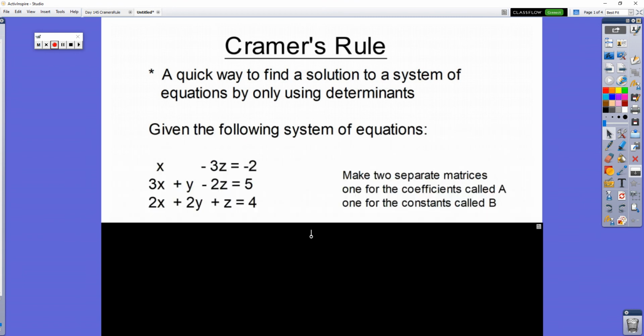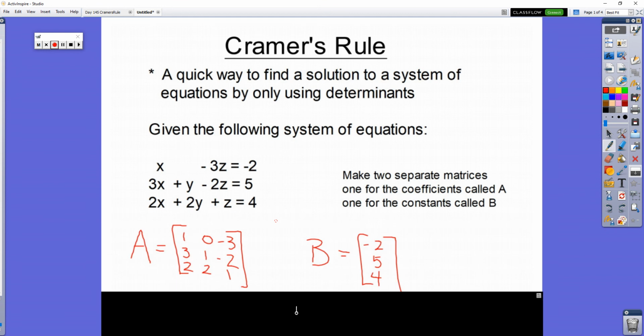So here's how you use Cramer's rule. The very first thing that you do is if they give you a system of equations, like what's over here, x minus 3z equals -2, 3x plus y minus 2z equals 5, 2x plus 2y plus z equals 4. Instead of making one augmented matrix, which is what Gaussian elimination does, we're going to make two separate matrices. One just for the coefficients. Those are the numbers that come in front of your letters, x, y, and z. So the numbers from the left-hand side of the equal signs. And then we're going to make a separate matrix called B for just the constants. So in this particular problem, that'd be the -2, the 5, and the 4.